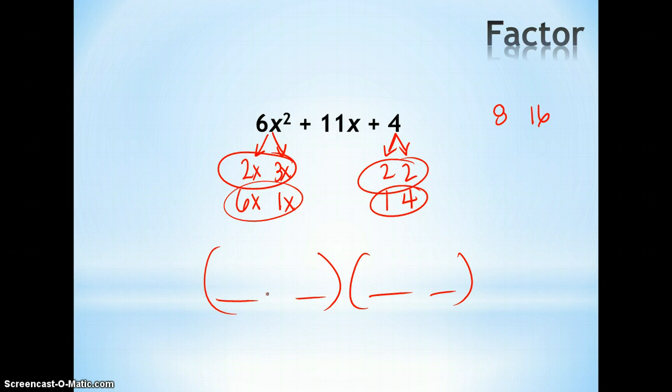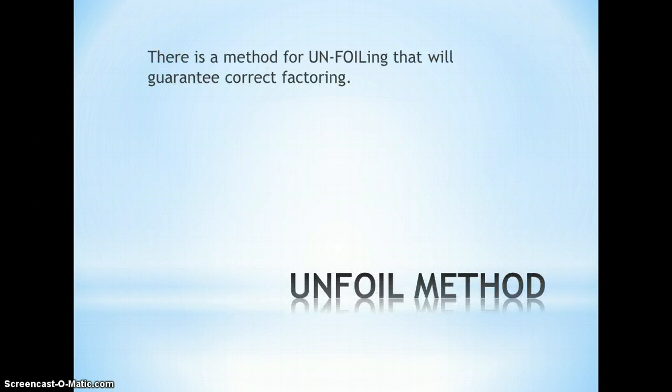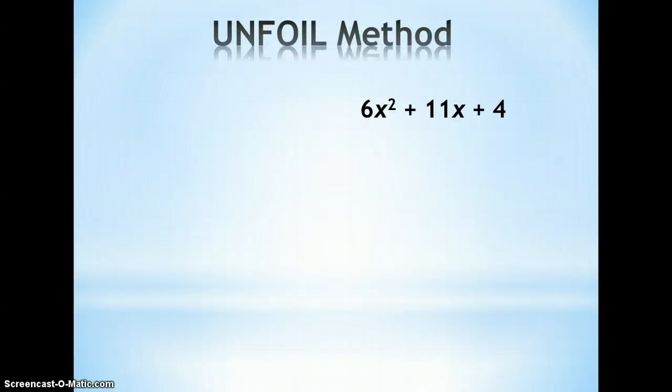Instead of trying to guess which ones those are, let's talk about the unfoiling method. The unfoiling method is going to guarantee you get the correct factors. So I'm going to show you once how to do it, and then I'm going to give you some problems to test it out on. So we're going to test it on the equation we just saw, and I'll write out the steps for you.